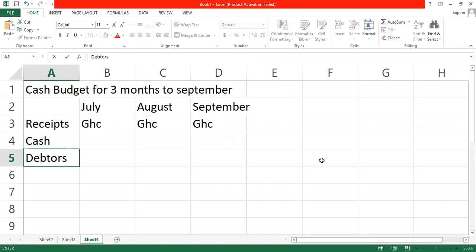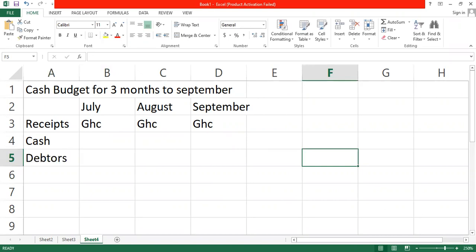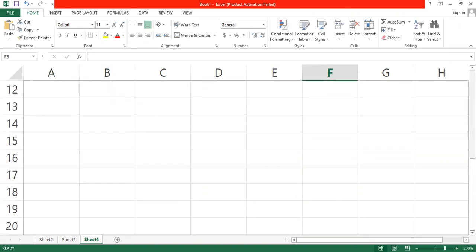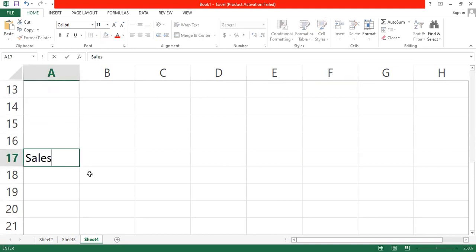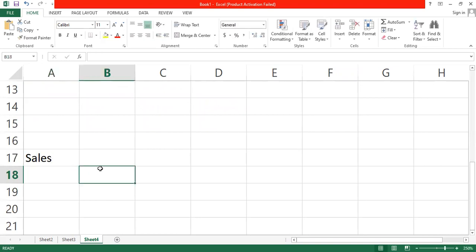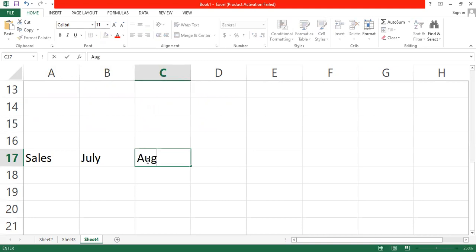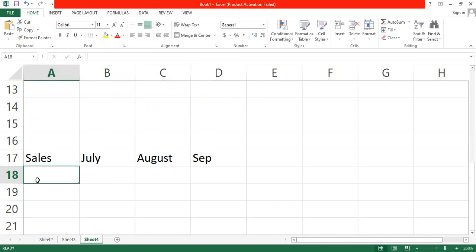Okay. Let's move on now. Can I show something like a sales budget first? Let's do some small workings. Sales budget, or let's just say sales. Okay, sales, I'll have. Let me put July here. July, August, and September.